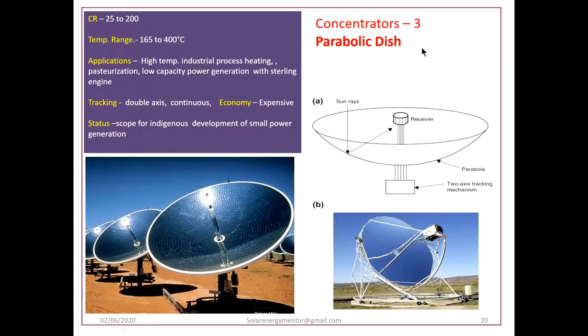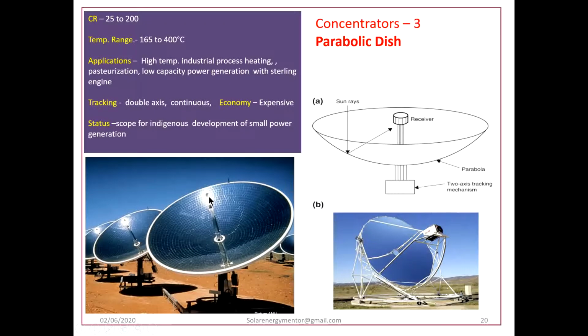The next concentrator is the parabolic dish. This parabolic dish is three-dimensional. It is a revolution of the parabolic profile about its axis. So these are the parabolic dish snapshots. At the focus, the solar energy is incident.